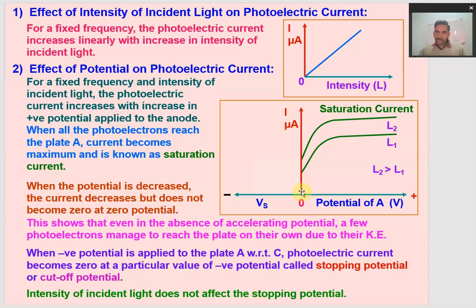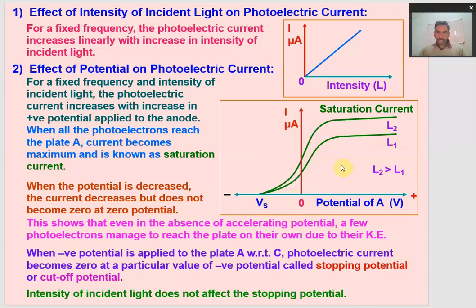So the current becomes zero at a particular value of this negative potential. This particular value also depends upon the nature of the radiation we are making use of, right? This negative potential is called the stopping potential because it stops the electrons from reaching the anode and hence makes the photocurrent zero. It is also called the cut-off potential. The intensity of the incident radiation or light does not affect the stopping potential. If we make use of radiations of higher intensity, even then the stopping potential will be the same.